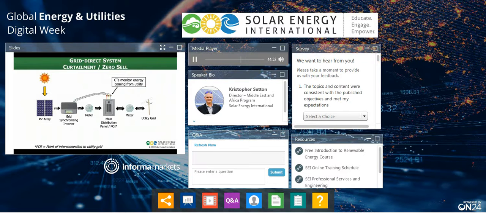Now, there's another way we can do this without batteries as well. This system is basically the same concept as a zero cell or a zero export system. In this case, instead of a battery-based inverter, we're using a normal grid synchronizing inverter. Let's say we have a small factory and we make something all day, and we put this system on our factory because we want to offset our electrical usage. We want to save money, but our utility will not allow us to send excess energy into the grid.